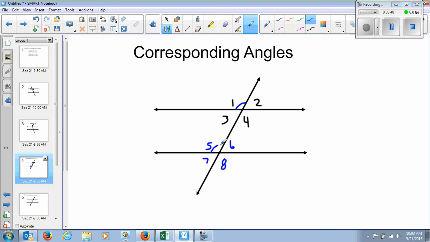We call those corresponding angles. They're in the exact same place, but they're on different parallel lines. And the crazy thing is that corresponding angles are going to be equal to one another.